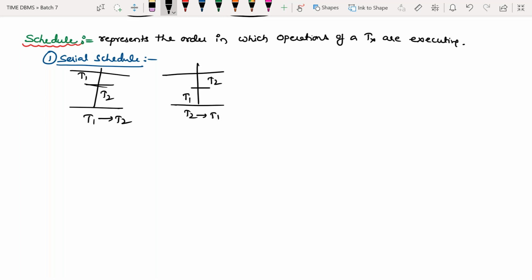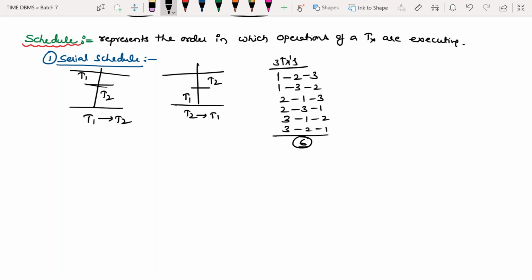Then we can call it a serial schedule, T2 to T1. So here we have two transactions. If there are two transactions, how many serial schedules are possible? Two serial schedules are possible: first T1 then T2, second first T2 then T1. And if three transactions are there, how many serial schedules are possible? Six possibilities. What are they? 1, 2, 3; 1, 3, 2; 2, 1, 3; 2, 3, 1; 3, 1, 2; and 3, 2, 1. Totally six possibilities.